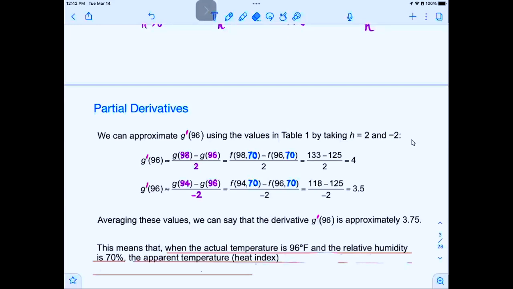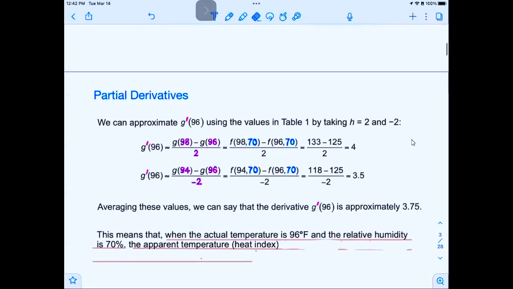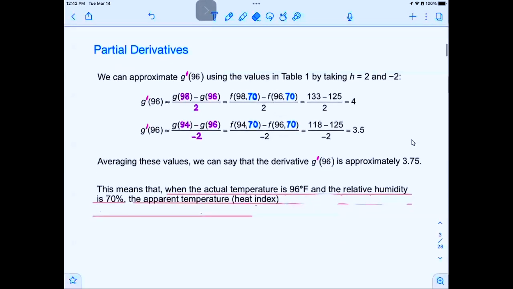Now, what we can do here is take the average of these two. What's the average of these two? You add them up, and then divide by 2, right? Well, you can see right away, it's 3.75, right? In between these two. So 3.75. So that is going to be an approximation to G prime of 96.